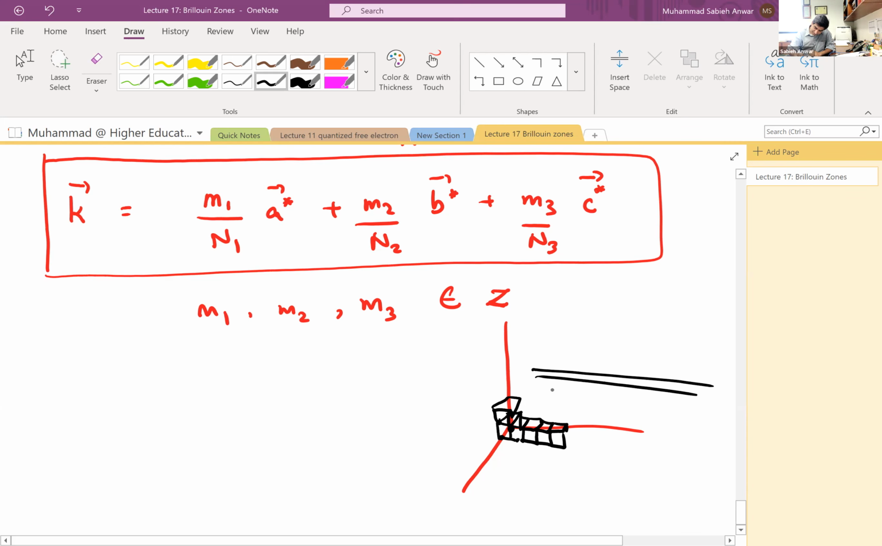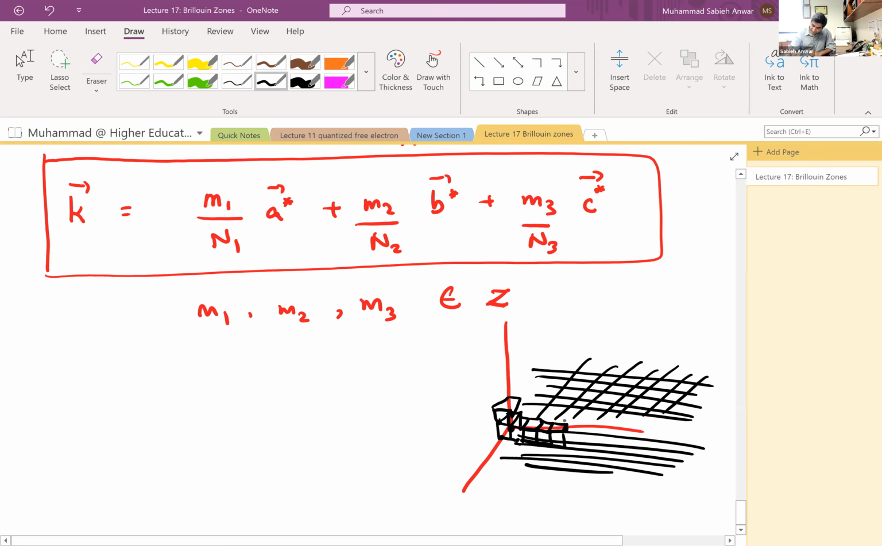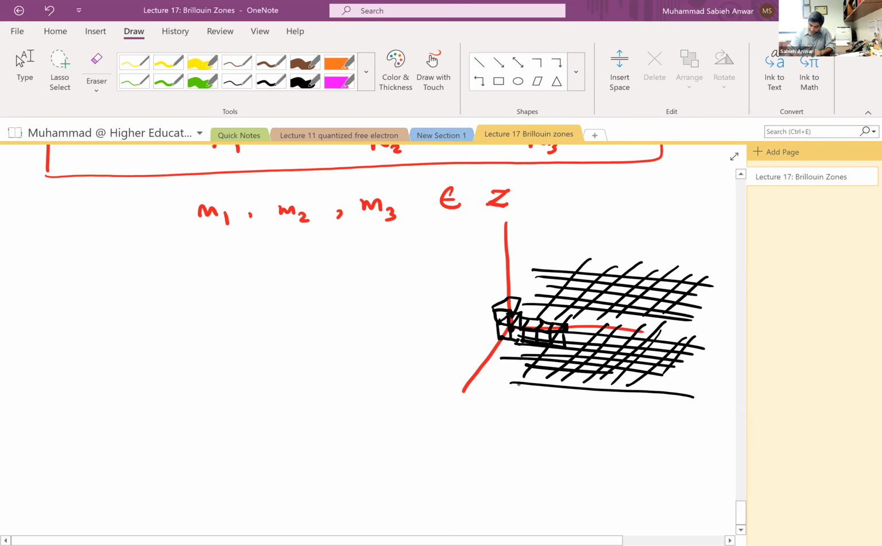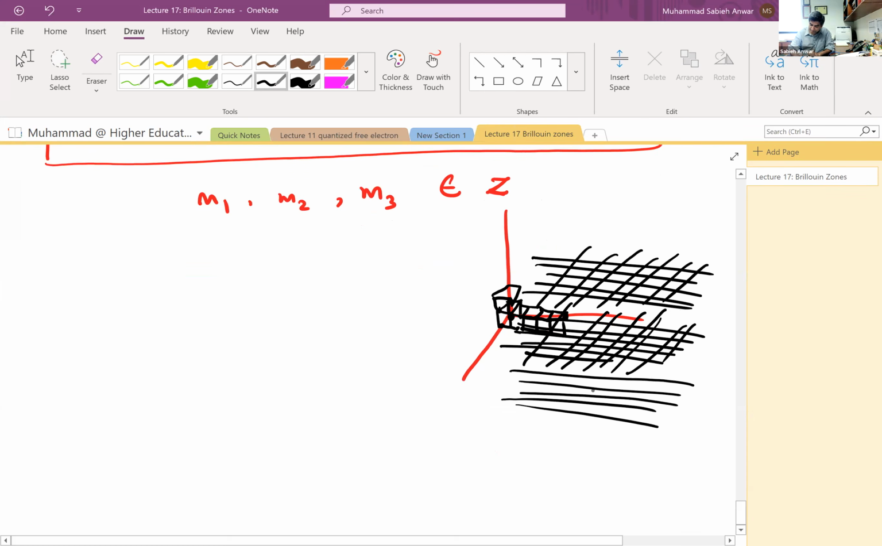And so on. So I can draw simply. Let's draw it like this. Draw a net here, another net, and all of these are connected vertically as well. Each of these points represents a point in k space.